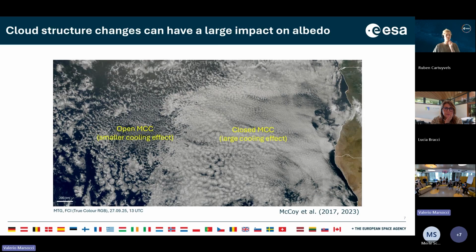And as you can already guess from the picture, the closed cells have a larger cooling effect than the open cells, just because their cloud fraction is larger. And for the open cells, you can see the ocean underneath. So as you can imagine, when closed cells transition and change to being open cells, this will have an effect on the cooling effect of these clouds. So the question is, what leads to transitions between these cloud types?